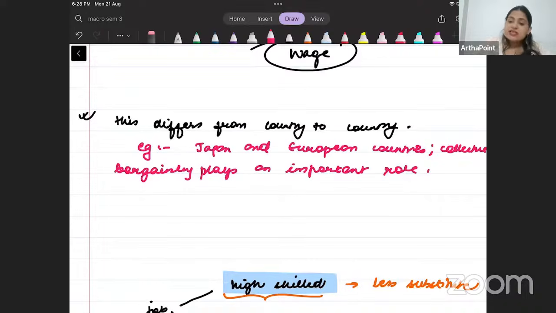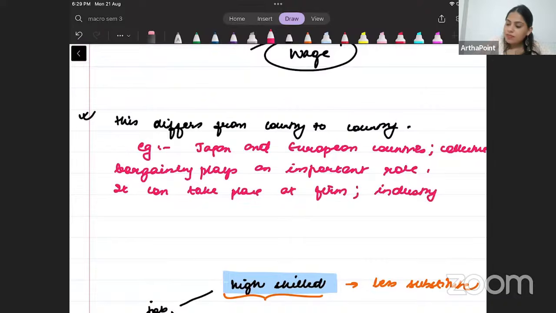Right? And ये जो bargain कर रहे हैं हम, it can take place at individual firm level, it can take place at the industry level, or it can even take place at the national level. So write down, it can take place at firm, industry, or national level.